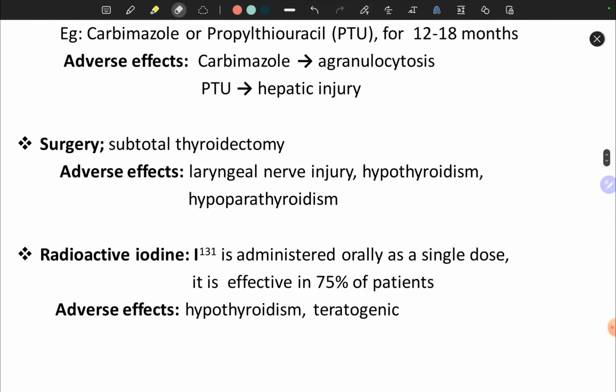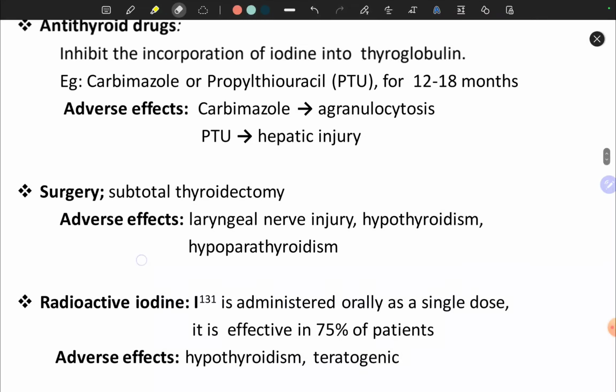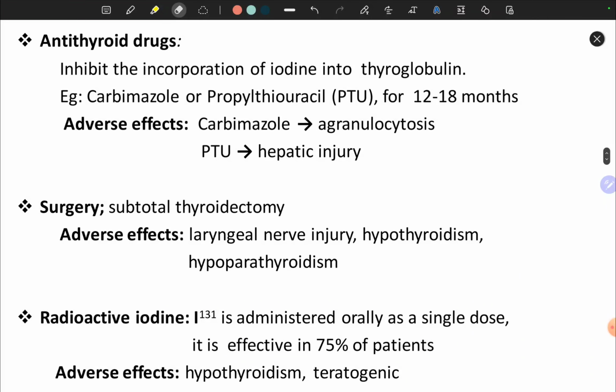However, carbimazole is not dangerous, it's not teratogenic. Generally, the practice in this management is to give propylthiouracil in the first few weeks of pregnancy, then change to carbimazole, because propylthiouracil is associated with less hepatocellular damage.